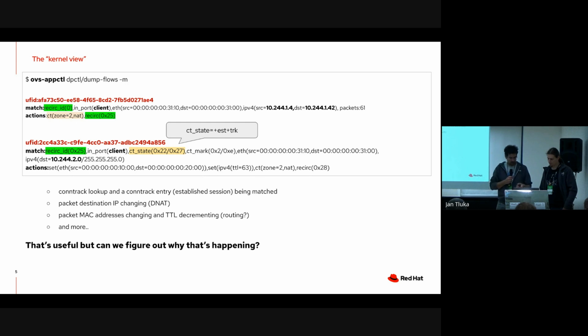The destination IP changed, so NAT happened. We see that the TTL changed, so routing happened, and so on. That's all useful, but we still don't really understand why that happened. And assuming that the behavior we're seeing is not what we expect, that's not enough information.